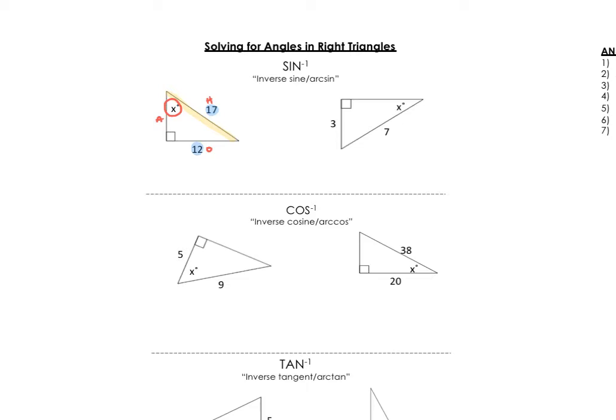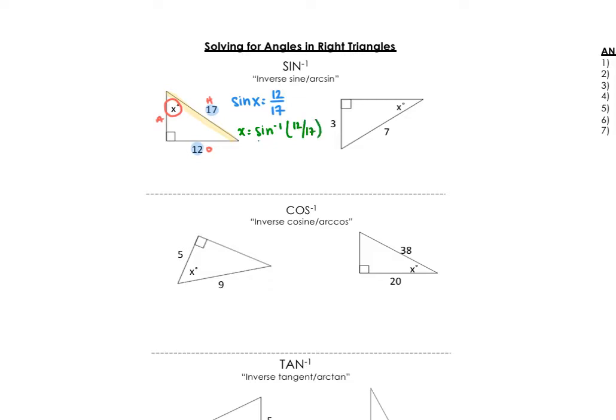But in this case, the unknown is our reference angle. So sine x equals, we're still going to set it up opposite over hypotenuse. Okay, but for these ones, we're not going to cross multiply because that's not how we're going to get x by itself. To get x by itself, we have to use what's called the inverse trig function, which is basically sine -1, 12 over 17.